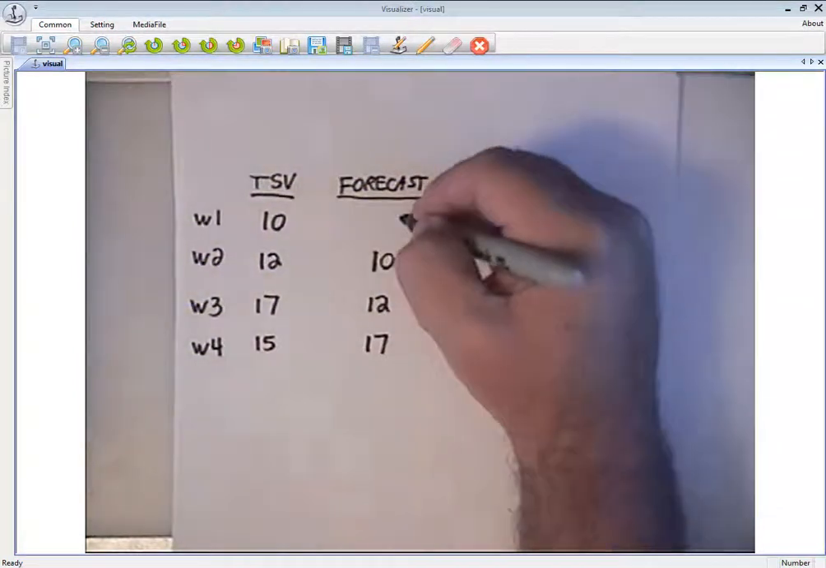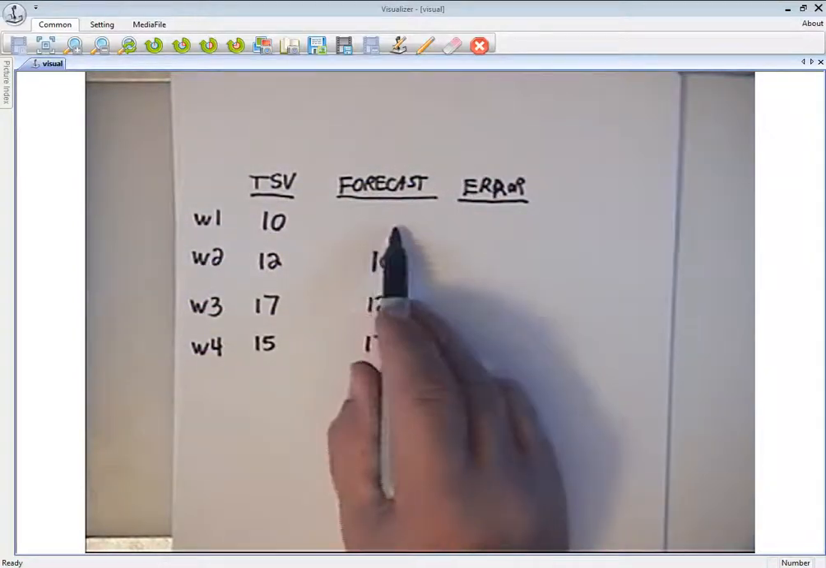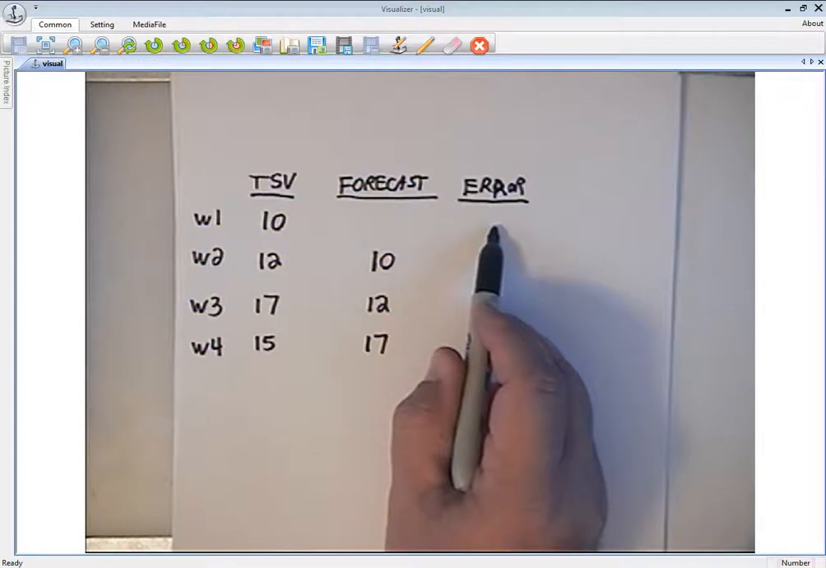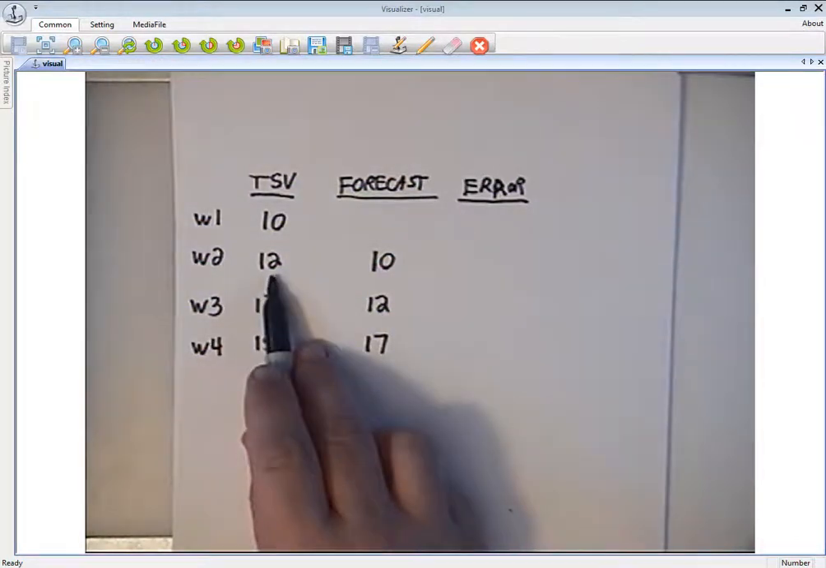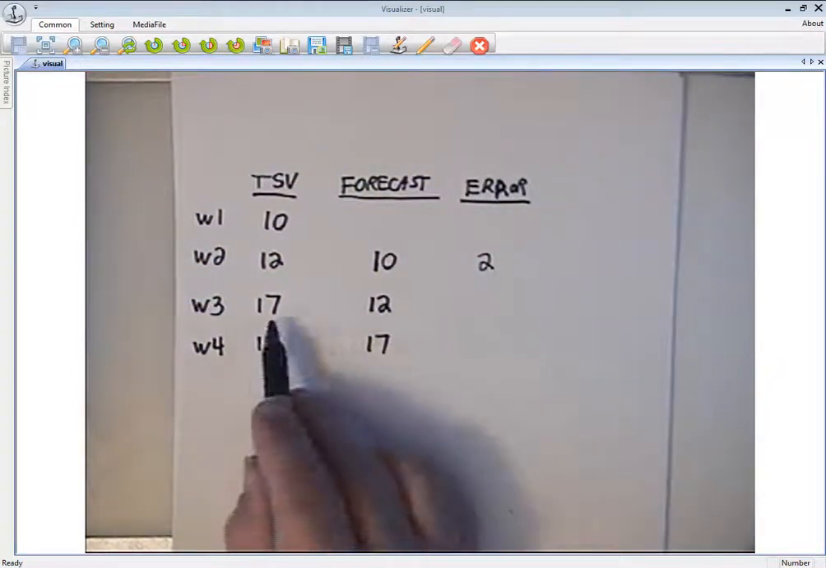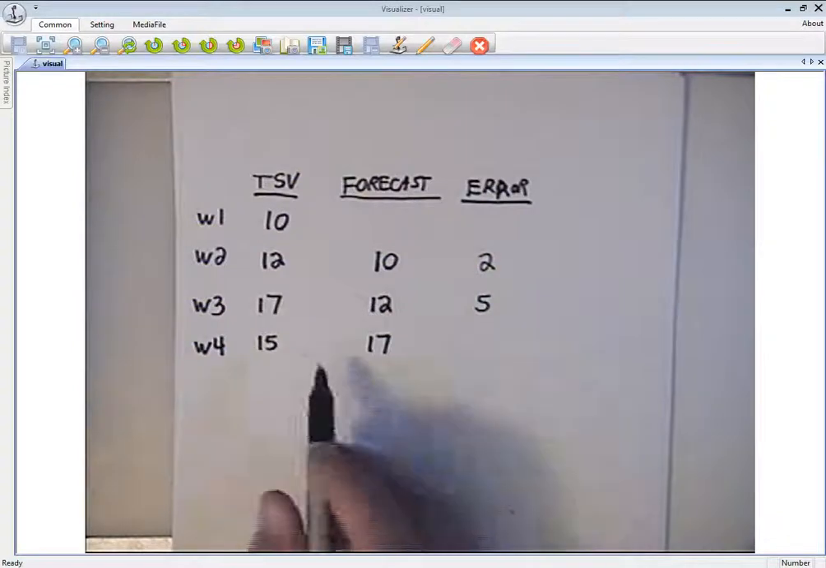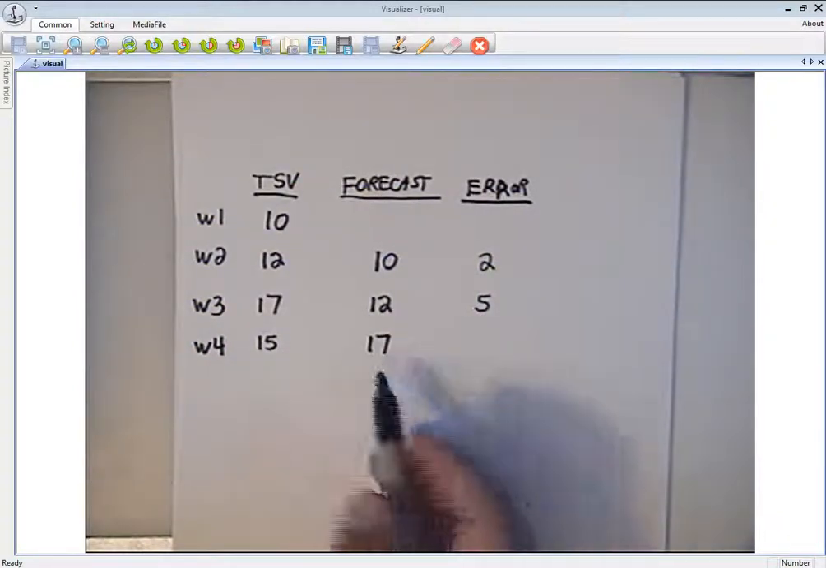And you see that there's nothing here, so we can't use that as a valid data value for how much error we had. But for this one we can. 12 minus 10 is 2. 17 minus 12 is 5. And 15 minus 17 is negative 2.